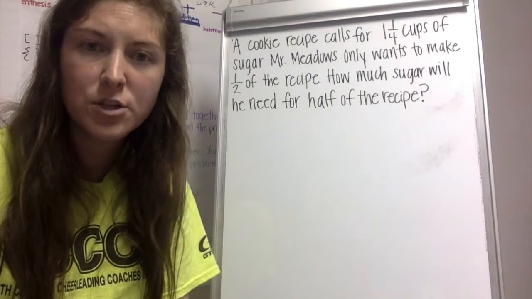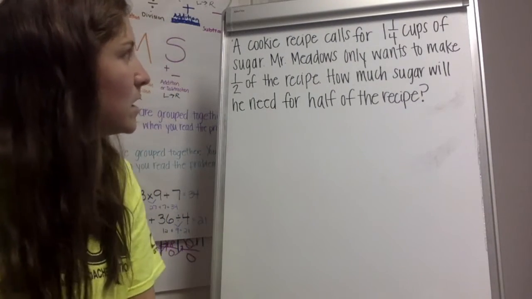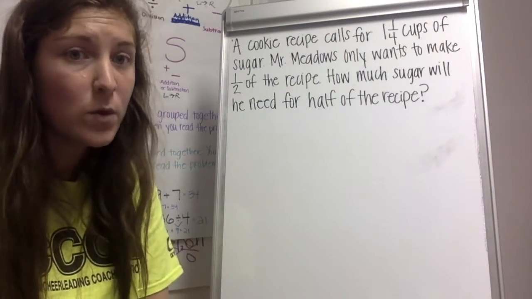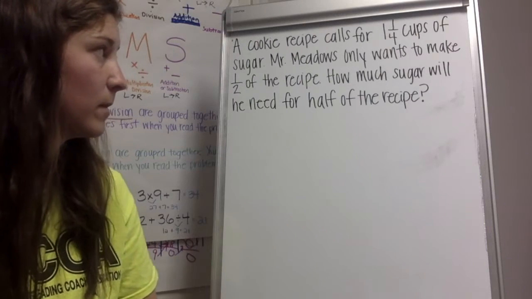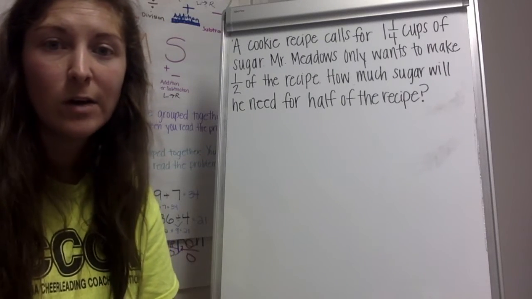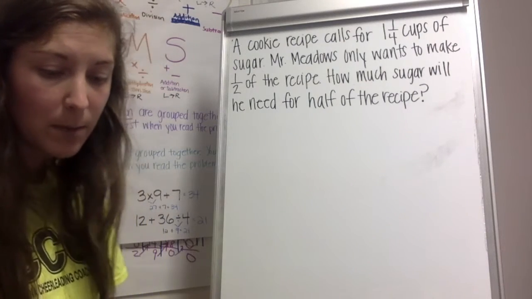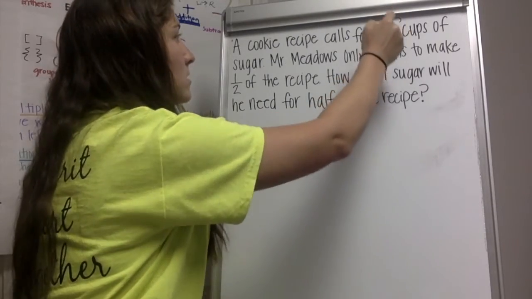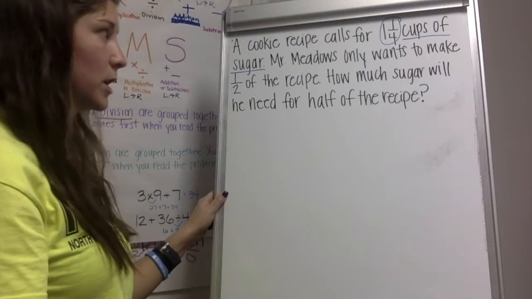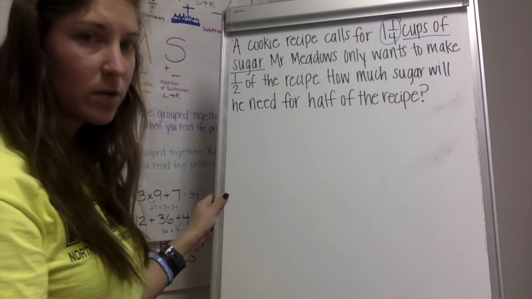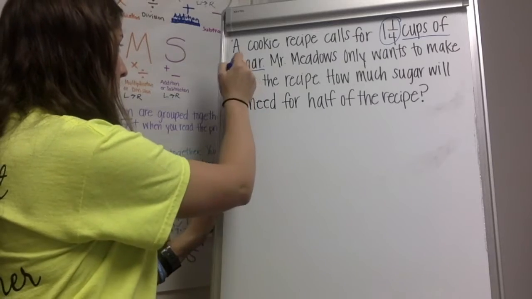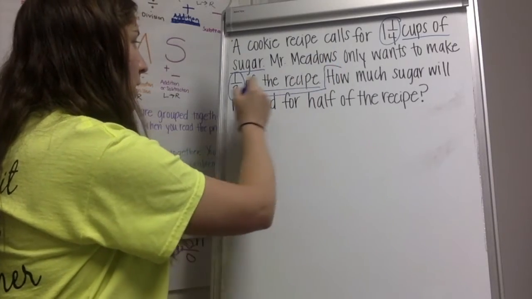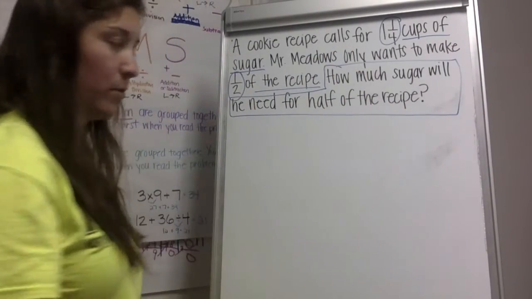For our last question, it says a cookie recipe calls for 1 1/4 cups of sugar. Mr. Meadows only wants to make half of the recipe. How much sugar will he need for half of the recipe? So I'm going to start with what I know. And I know that the recipe calls for 1 1/4 cups of sugar. But Mr. Meadows doesn't want to make the full recipe. He only wants to make half of the recipe. How much sugar will he need for half of the recipe?